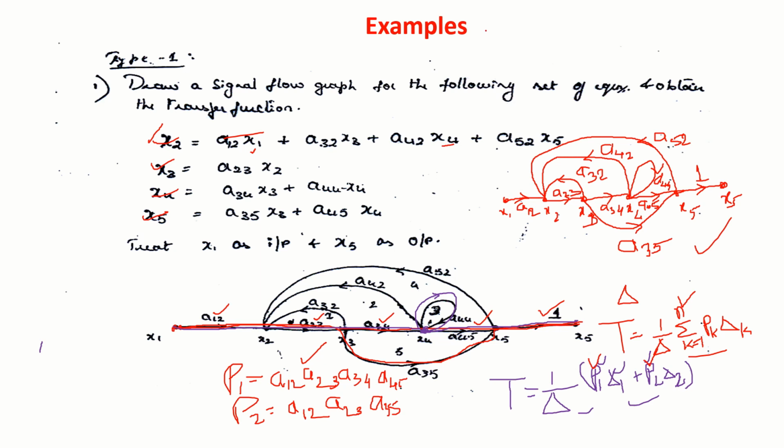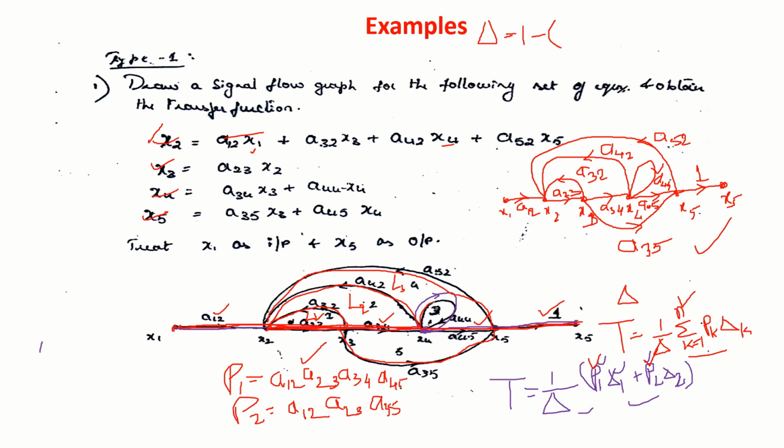Next thing is you have to find delta. 1 minus sum of loop gains of individual loops. Let us identify loops. This is one loop, call it as L1. Start here, go like this, come back like this. This is loop 2. Start here, go like this, come back. That is loop 3.